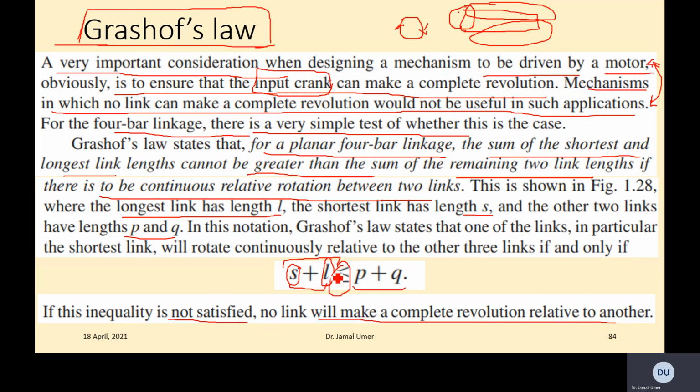And why do we need to check this? Because if it doesn't make a complete revolution and it's connected with a motor to perform useful work, for example in a compressor, it will not be able to rotate completely, which means you cannot get any useful work from the setup.